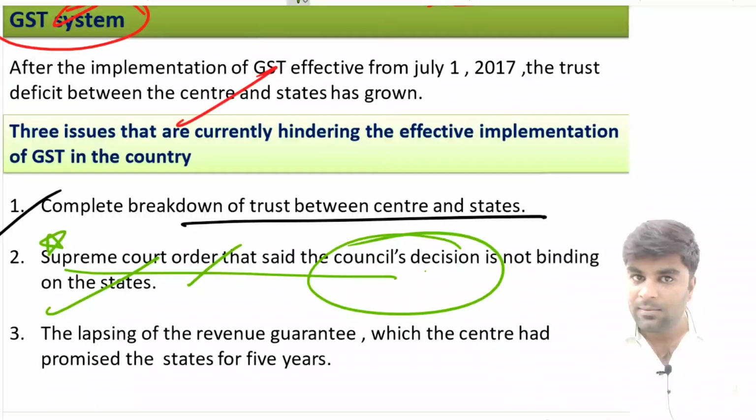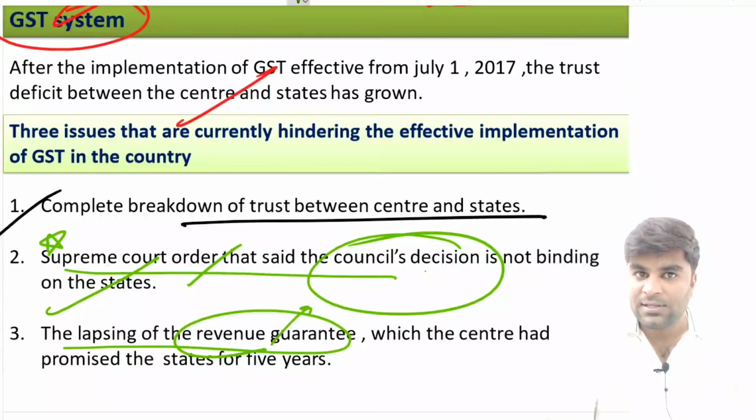These kind of statements are very much important for your prelims. The lapsing of the revenue guarantee. You know what is the meaning of lapsing of revenue guarantee? Just now we have discussed this current affair. This GST compensation is nothing but lapsing of the revenue guarantee.